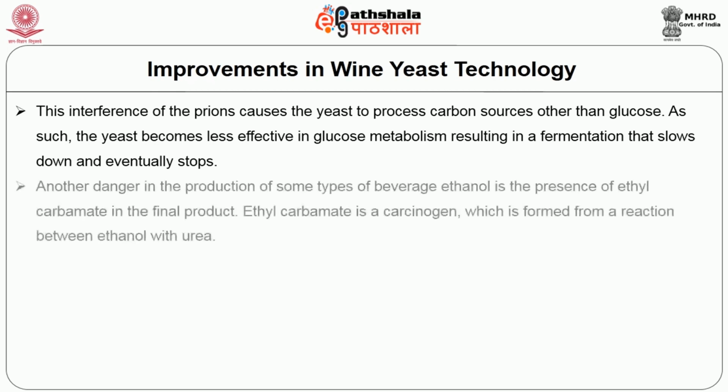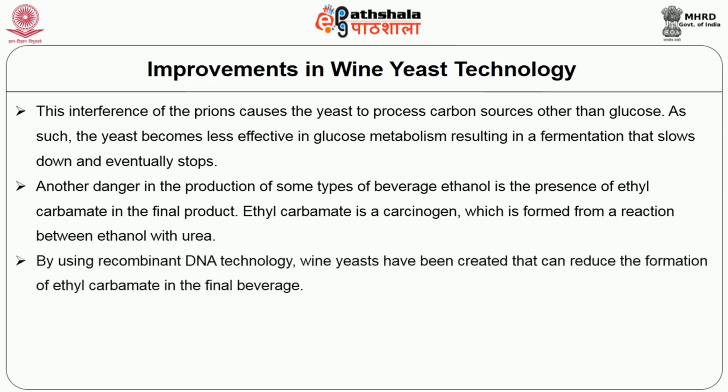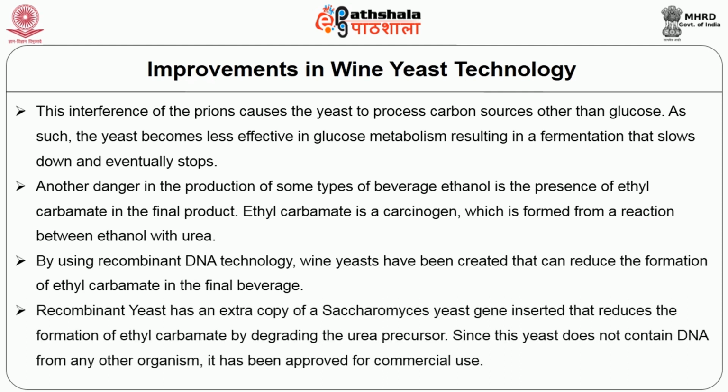That's the stuck fermentation. Another danger in the production of some types of beverage ethanol is the presence of ethyl carbamate in the final product. Ethyl carbamate is a carcinogen which is formed from a reaction between ethanol and urea. By using recombinant DNA technology, wine yeasts have been created that can reduce the formation of ethyl carbamate in the final beverage. Recombinant yeast has an extra copy of a Saccharomyces yeast gene inserted that reduces the formation of ethyl carbamate by degrading the urea precursor. Since this yeast does not contain DNA from any other organism, it has been approved for commercial use.